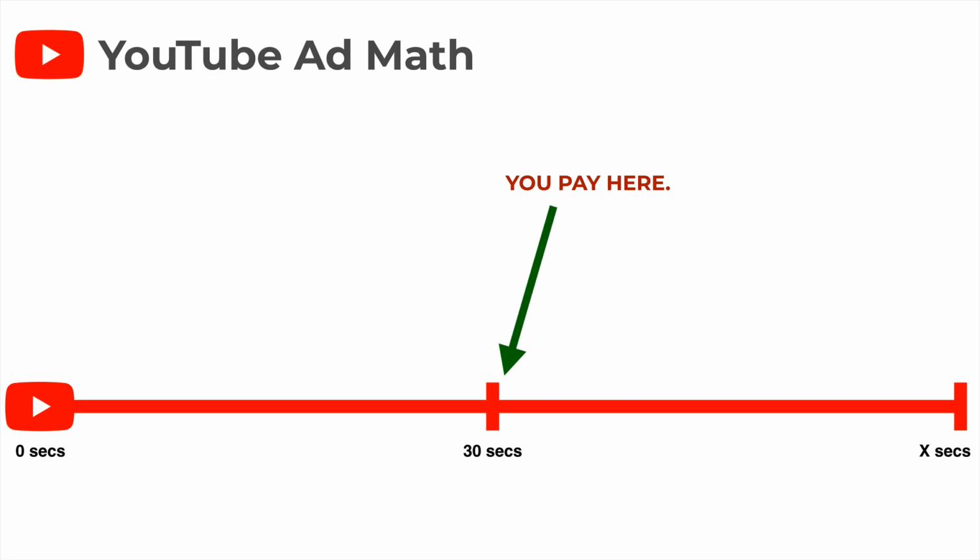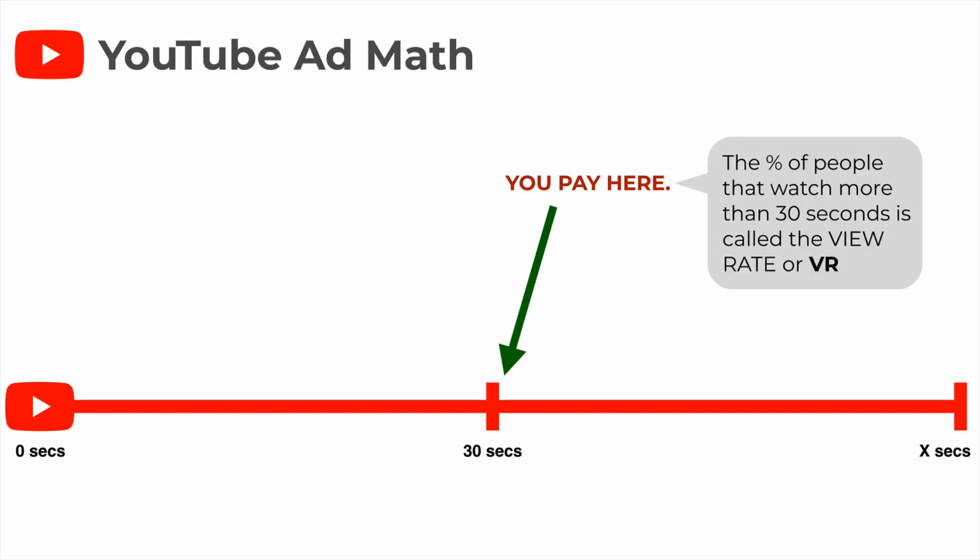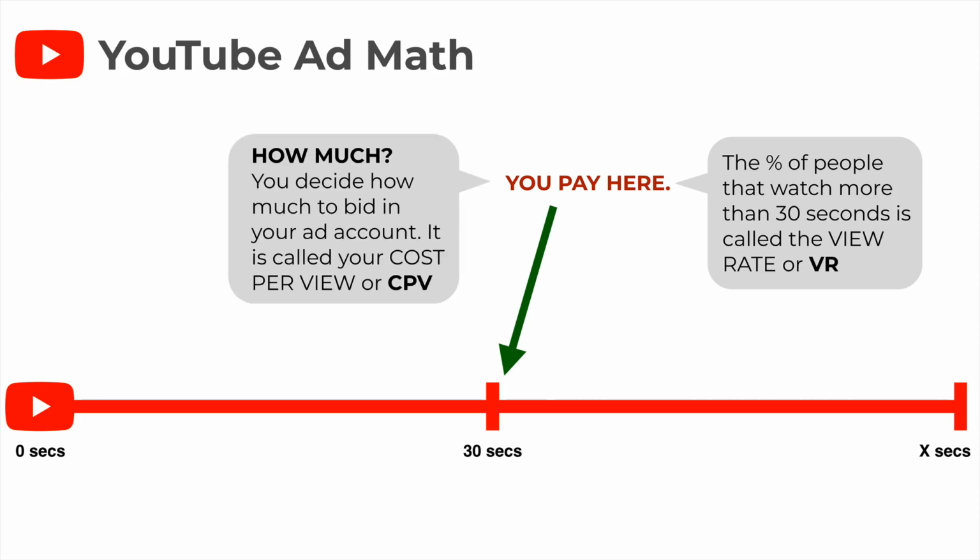Now, at 30 seconds, that is when you pay. When someone watches past 30 seconds, you pay there, or if they click to your site. But if they click to your site, that's what we want people to do. Now, the percentage of people that watch more than 30 seconds is called your view rate, or your VR, okay? But how much do you pay? Well, you decide based on your bid. So based on what you decide on your cost per view, when you're running your account manually, that is going to be called your cost per view or your CPV.